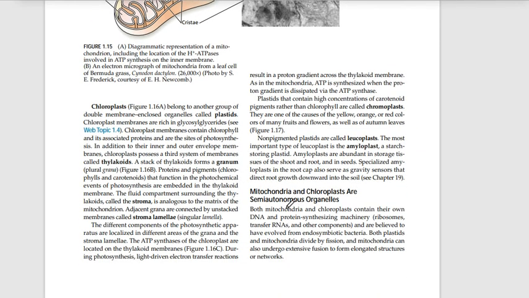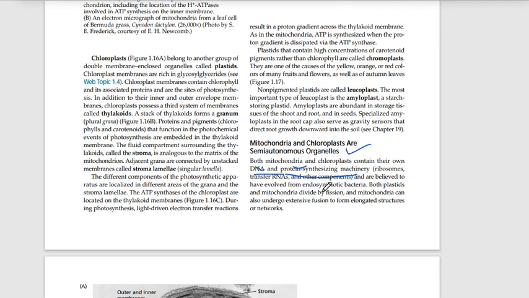Mitochondria and chloroplasts are semi-autonomous organelles. Both contain their own DNA and protein synthesis machinery. Both organelles have their own DNA and are believed to have evolved from endosymbiont bacteria. Both plastids and mitochondria divide by fission.